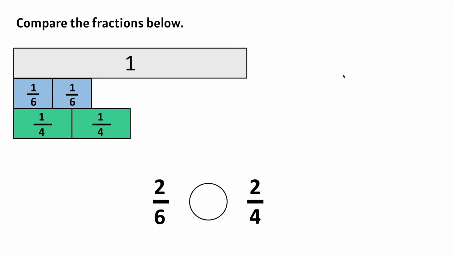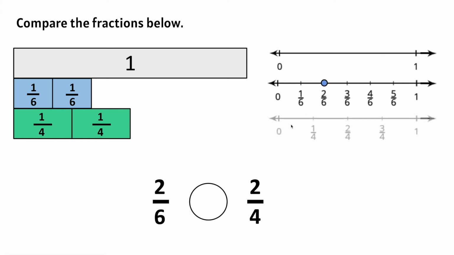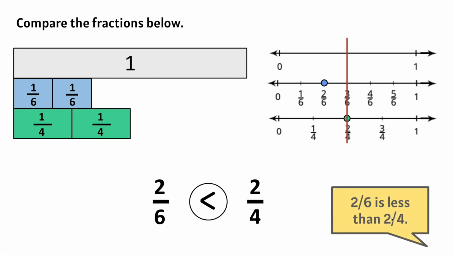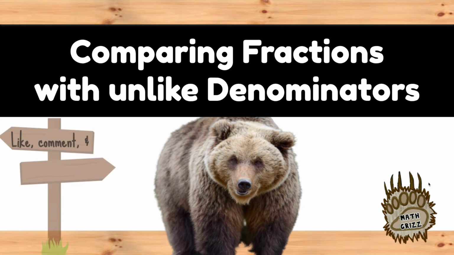Let's take a look at a number line. We have 0 to 1 whole. Now let's create a number line with 6 equal parts or spaces, and we need 2/6. Let's create another number line with 4 equal parts, and we need to label 2/4. We notice that 2/4 is greater than 2/6. So we can say 2/6 is less than 2/4.